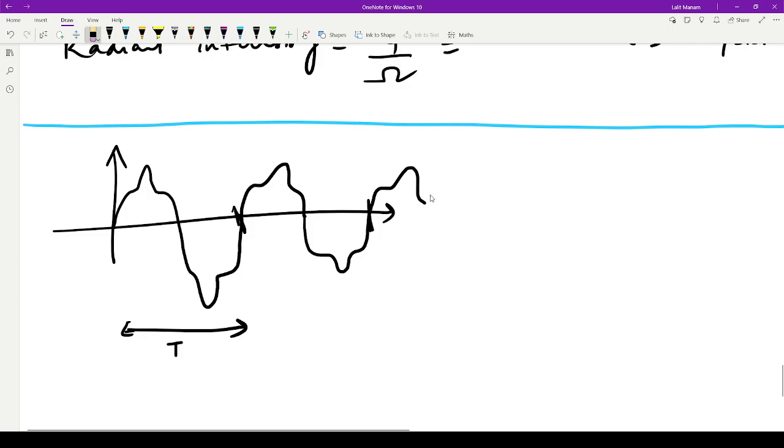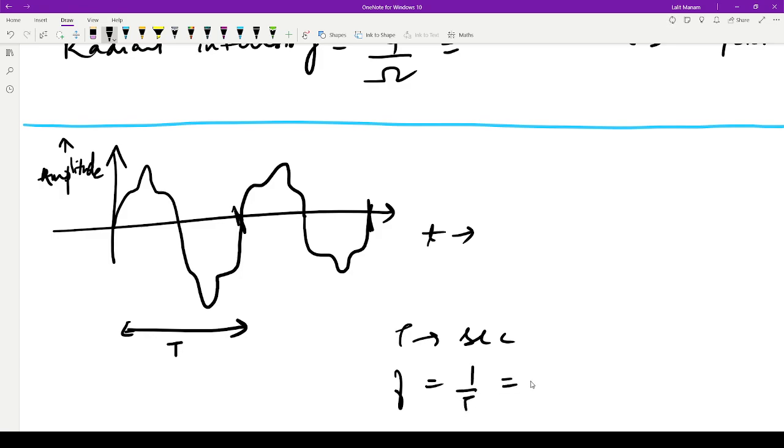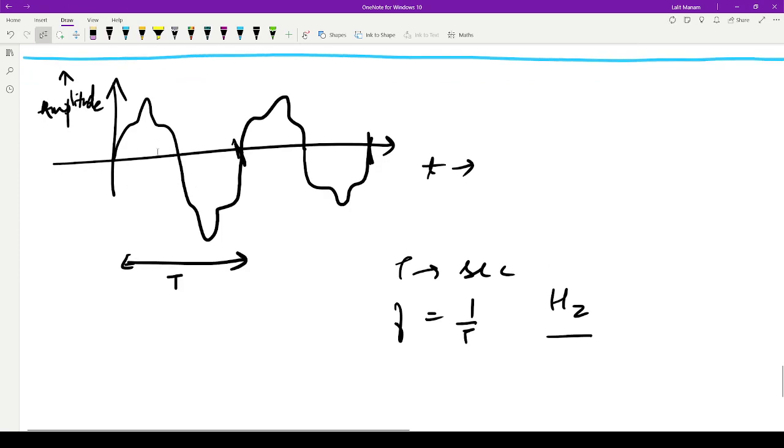So how do you measure time period? Seconds, right? So this is time and this is amplitude. So time period is in seconds. Frequency is 1 by time, which is measured in what? Hertz. Yeah. Thanks to the famous scientist Hertz, we kept this name as an honor.